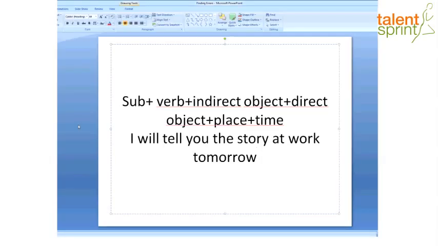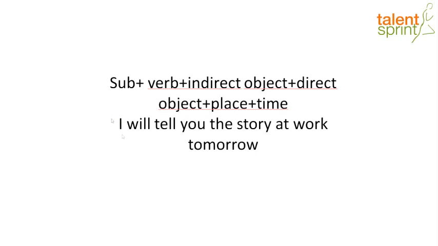So I have the subject I, and then I have the verb will tell, then I have the indirect object, which is you, right? I have the direct object, which is the story. I will tell you what? The story, which is the direct object. To whom will I tell the story? The indirect object, you. And where? The place, at work, and the time frame given is tomorrow, right? So this is pretty much the basic sequence of a sentence in terms of putting words in order. So you need to keep this in mind.